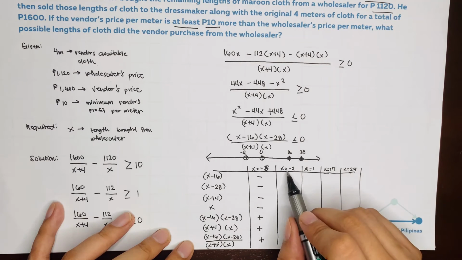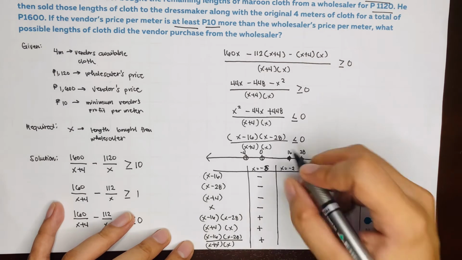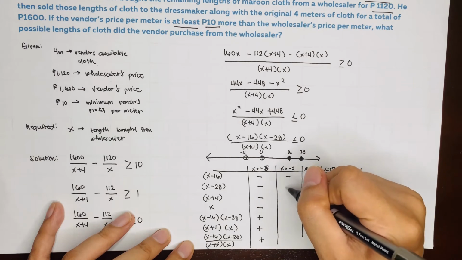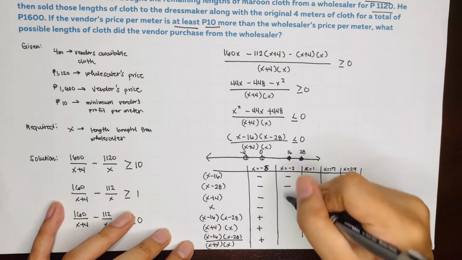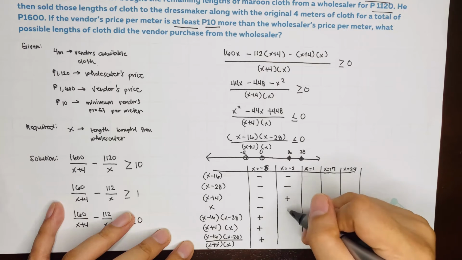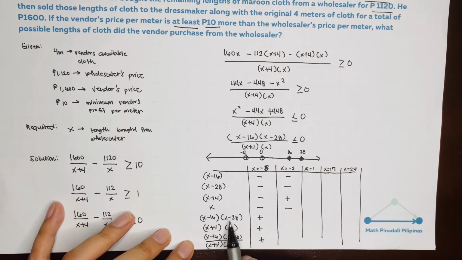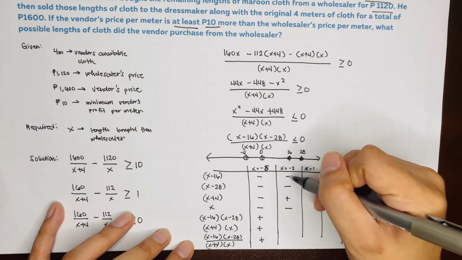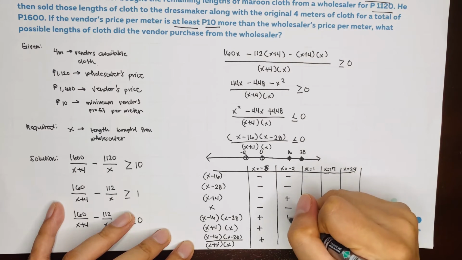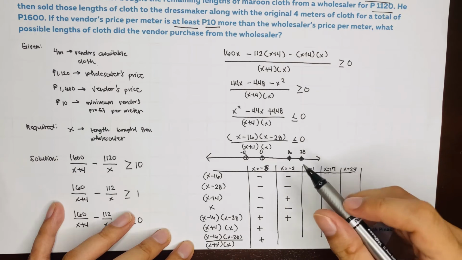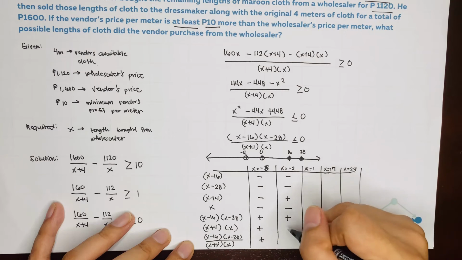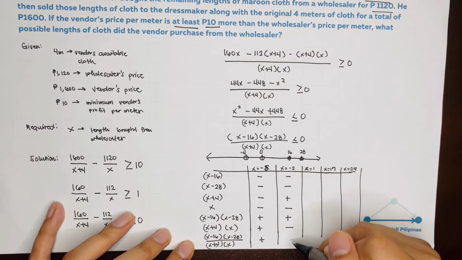Next, if x is equals to negative 2, minus 16, negative. Negative 2 minus 28, negative. Negative 2 plus 4, positive. Negative 2, negative. So, x minus 16 times x minus 28, if x is equals to negative 2, anong sign yan? Check natin dito. Multiply lang natin negative times negative. Positive. Then we have x plus 4 times x. Positive times negative is negative. Our value, positive divided by negative. Negative.